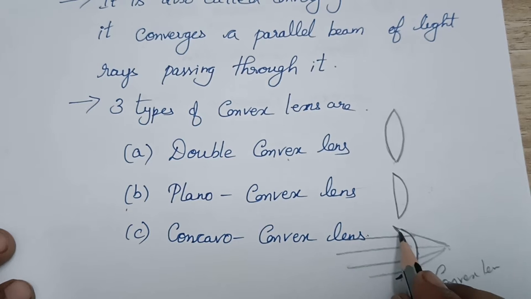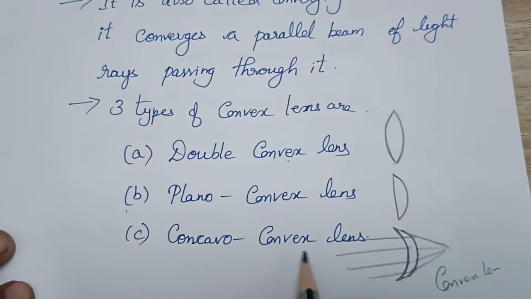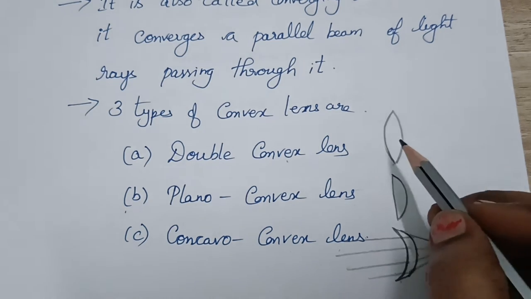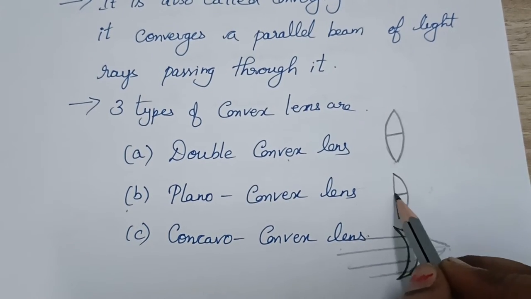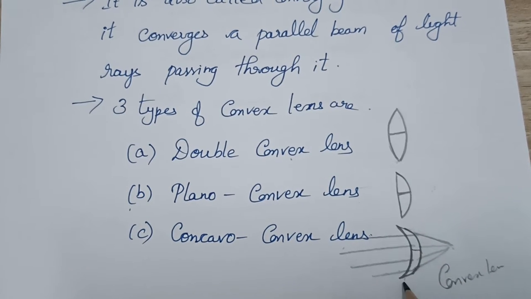Since one of the surfaces is concave in shape, it is called a concavo convex lens. It is a combination of both a concave surface and a convex surface. But the net effect, whether it will diverge or converge the rays, is that it will finally converge the rays, so it is called a convex lens. If you see all the lenses here, they are thick at the middle when compared to the ends.